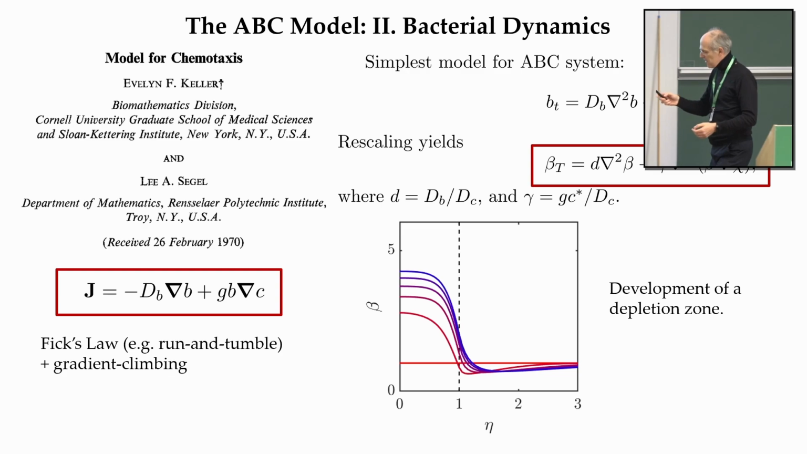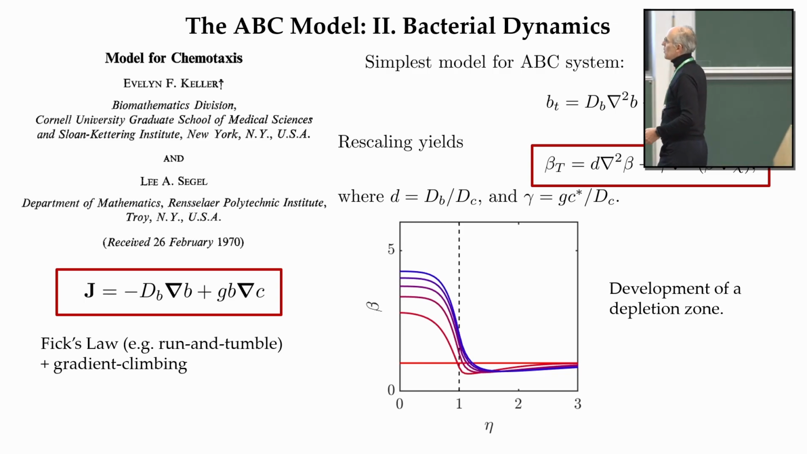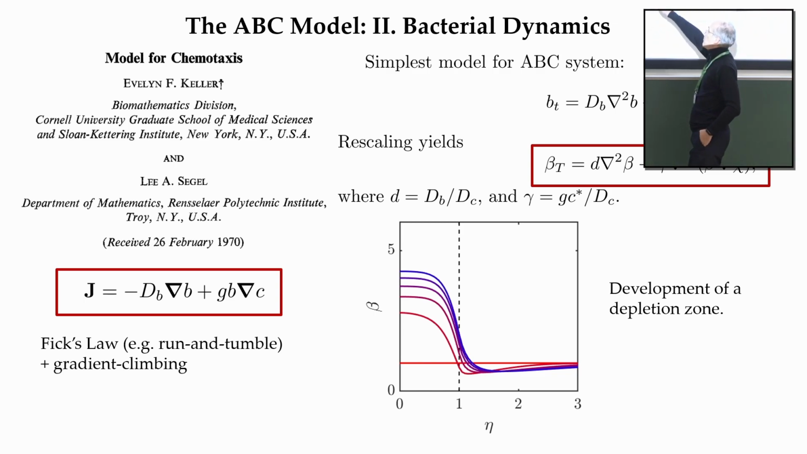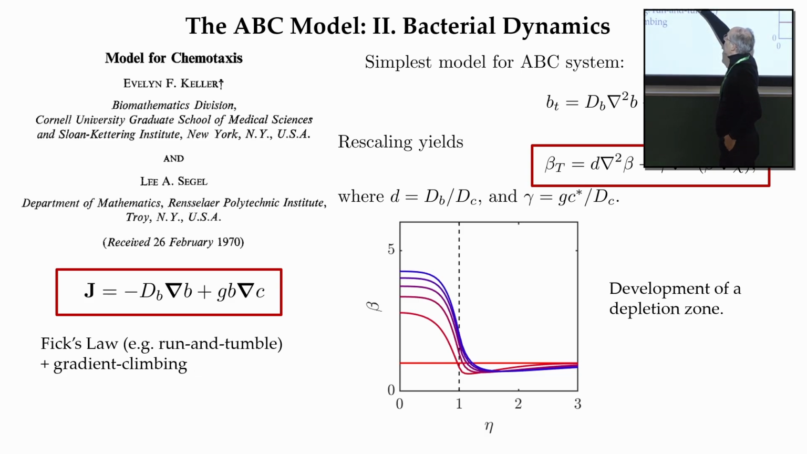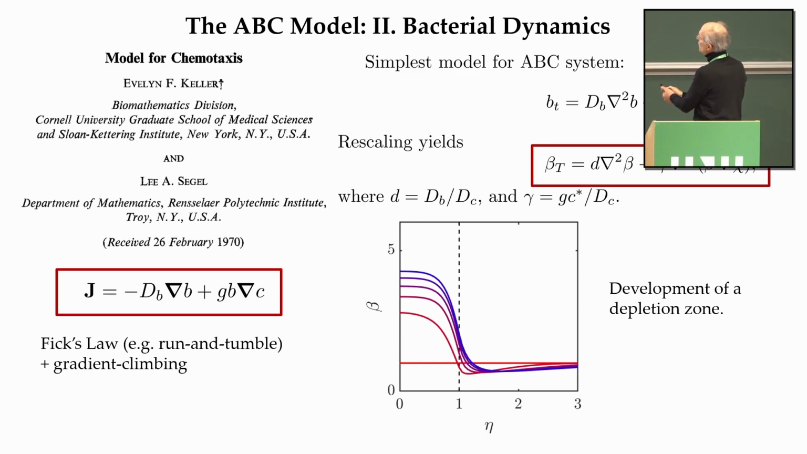They're basically climbing the gradient of the chemoattractant that they might have. So with some constant G, which could depend on C, the flux is proportional to the amount of bacteria and the gradient of the concentration. So that's the simplest picture that you could have. And so your dynamics looks like diffusion minus divergence of G, B, grad C.